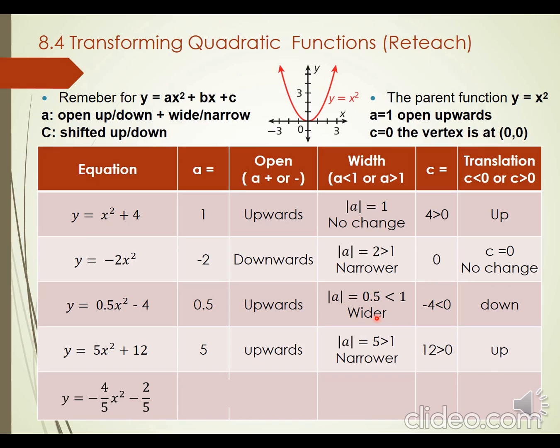The last equation has A equal to -4/5. Whenever you have a fraction, it's easy to say that it's negative, so it's downward. Now, is it greater than 1 or less than 1? Use long division. The long division here shows it as less than 1. Since it's less than 1, then it's wider. The C is -2/5. It's less than 0, so it's going to be shifted down.